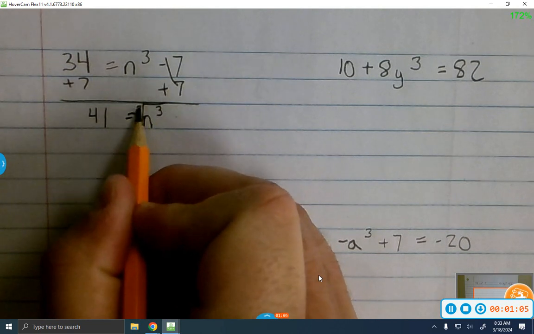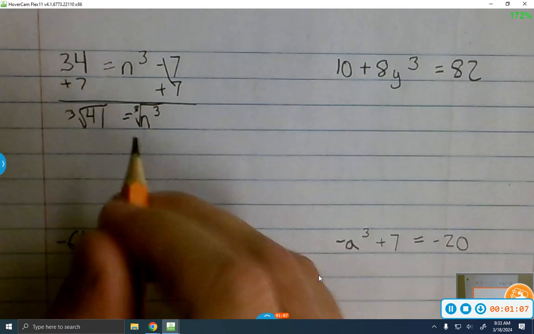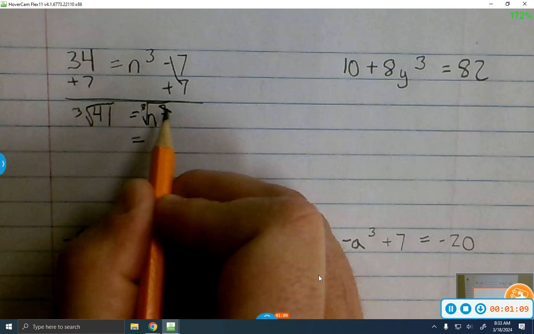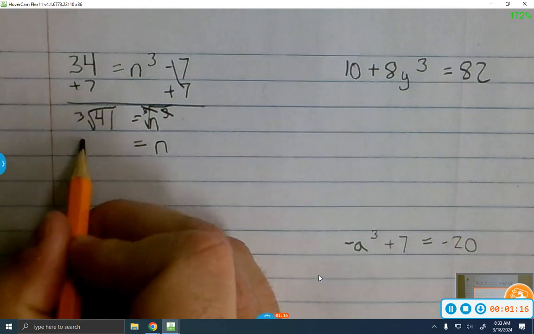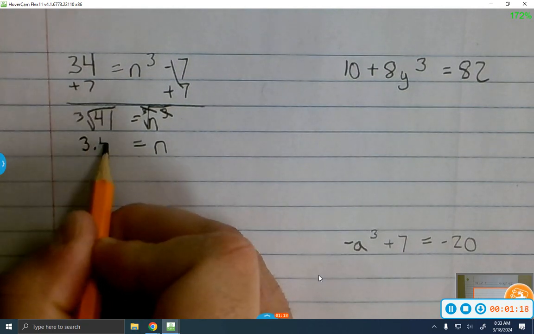So cube root this side, cube root this side, and the cube and cube root cancel, so we get n equals, and the cube root of 41 is, we will call it 3.45.